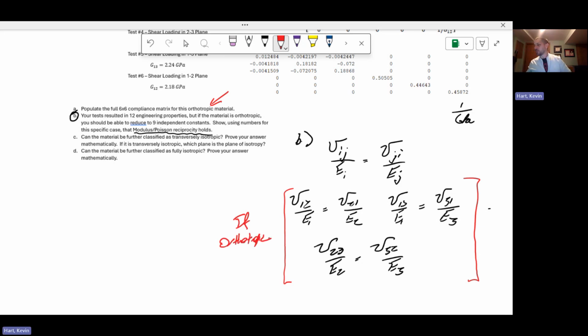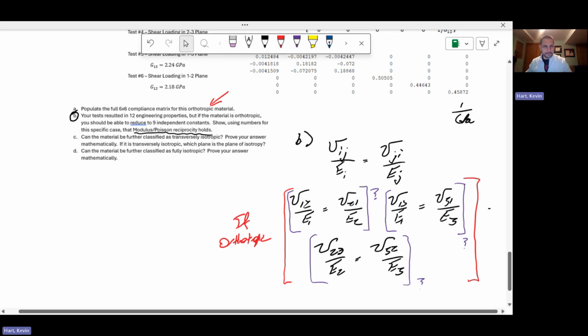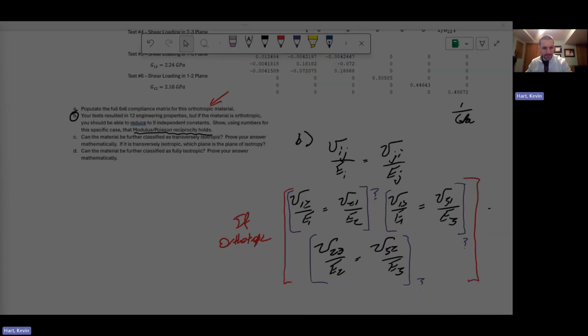So what you want to do is you want to just calculate each of these things. Like, just go to your MATLAB and say, all right, let's calculate nu 1,2 on E1. Is that equal to nu 2,1 over E2? You're just checking these things, all right? And you can do that, right? If you do that, you could get something that looks a bit like this. And I'll just pull in my code here so you can see the results.